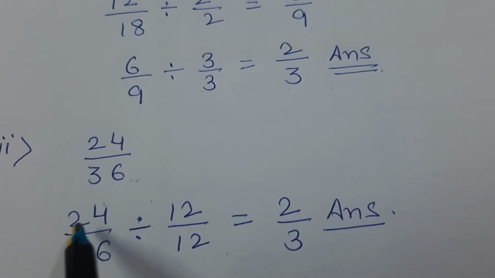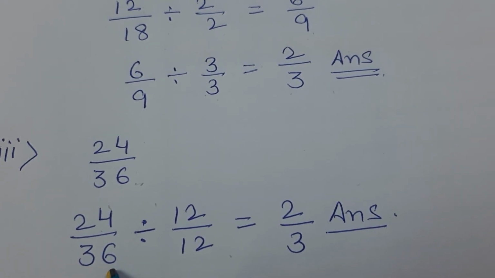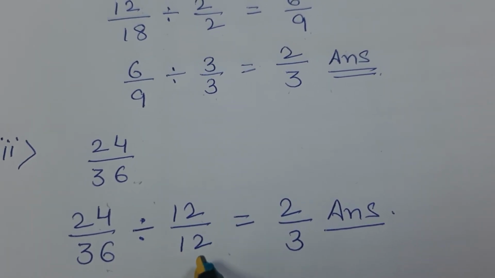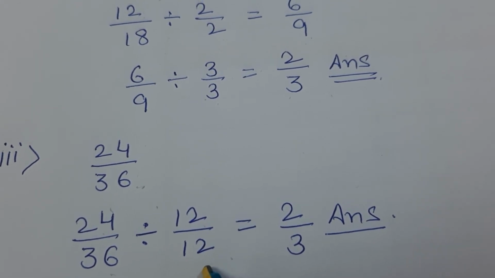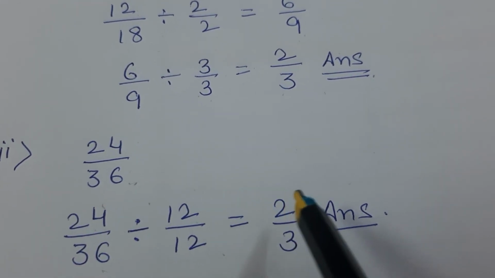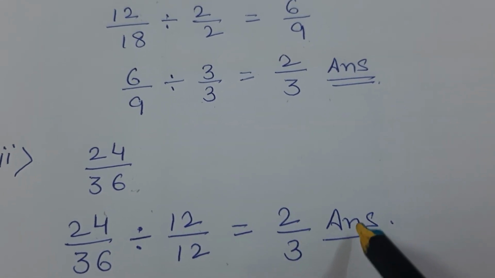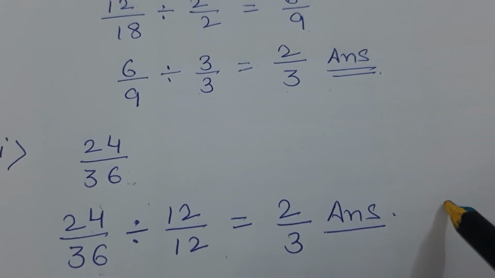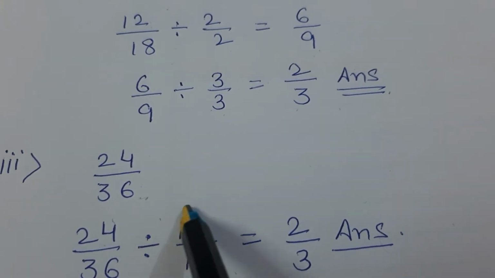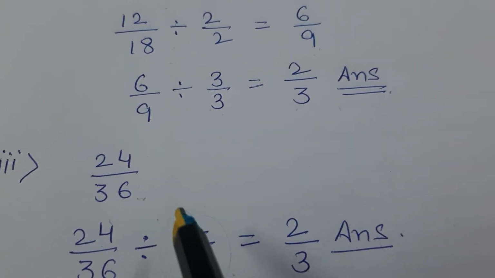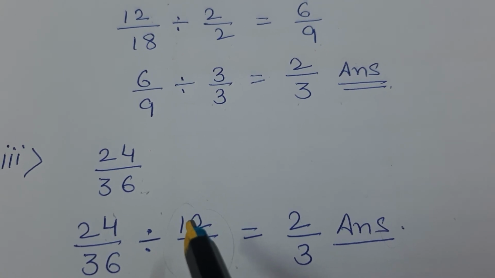So 24 over 36, 12 is the common table, so we will divide by 12. 12 2s are 24, 12 3s are 36. So in one step this sum will be over because we have divided by the highest common factor.